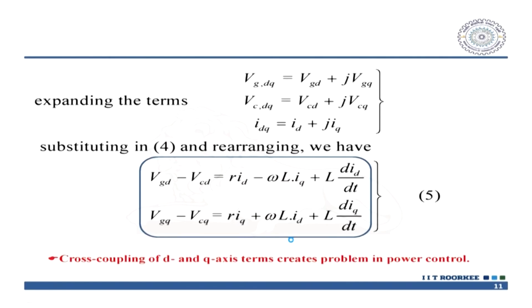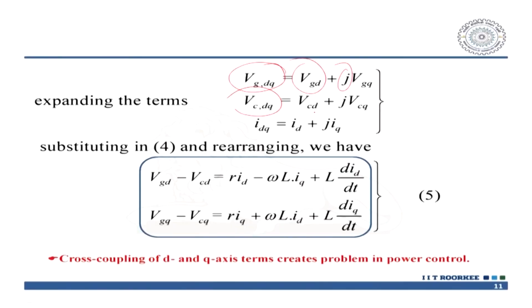Now, expanding these terms, Vg we can write as its d axis component plus j times the quadrature axis component, to show that the quadrature axis component is at 90 degrees. Similarly, for the converter voltages Vcd plus j Vcq, and similarly I dq equals Id plus j Iq. Substituting these and rearranging them, Vgd minus Vcd equals R Id minus omega L Iq plus L d Id by dt, and thus Vgq minus Vcq equals R Iq plus omega L Id plus L d Iq by dt. So, these are the equations you will get in case of the control loop.